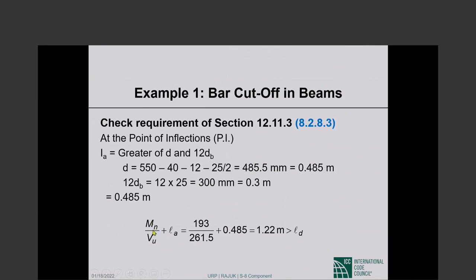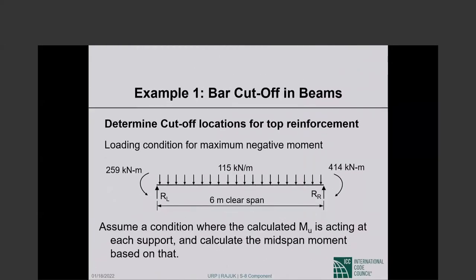So M sub N over V sub U plus L sub A is 193, M sub N, V sub U of 261.5 plus L sub A of 485, that is 1.22 meters. That being larger than that, the development length cannot exceed 1.22 meters. Our development length of 485 is way less than 1.22 meters. So we are fine. So far everything has checked out.